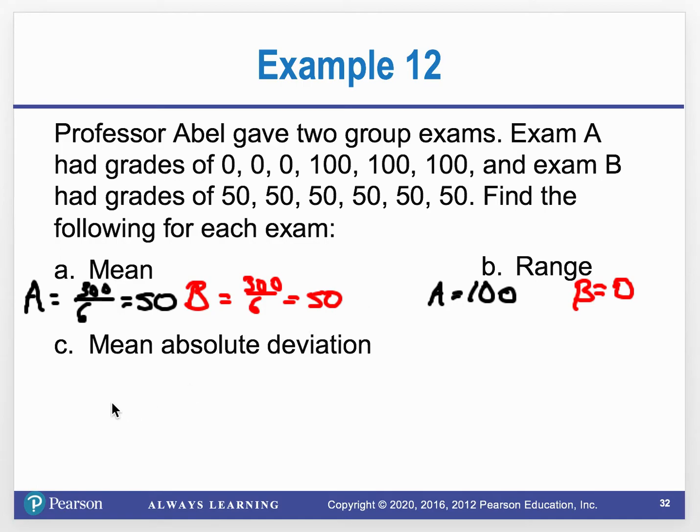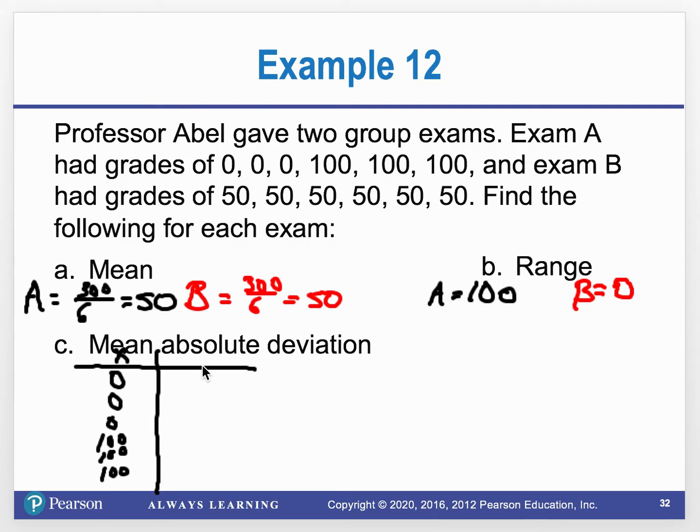Okay, the mean absolute deviation. Here we go. To find the mean absolute deviation, I'm going to make a chart, where I'm going to put the test scores here. So I'm doing A first. 0, 0, 0, 100, 100, 100.